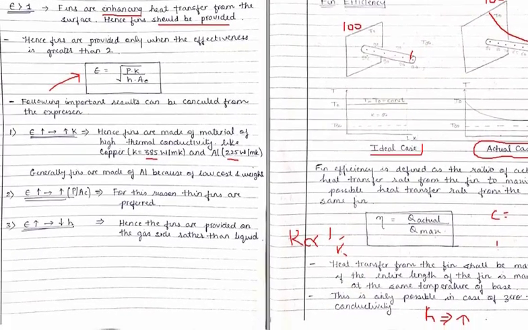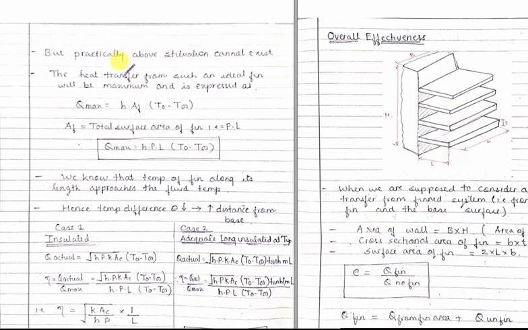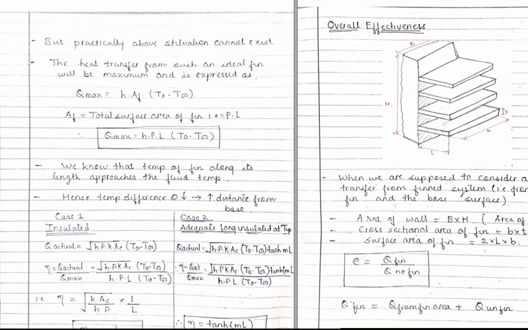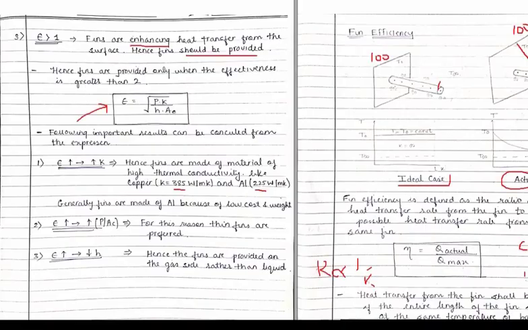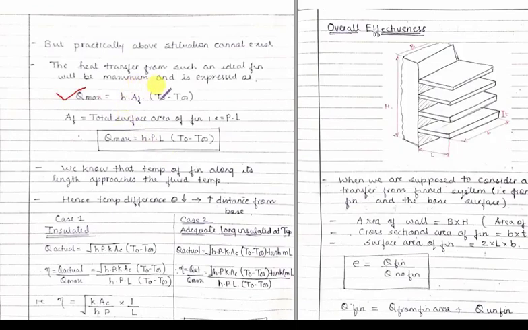Okay. Same is written over here. Practically the above situation is not possible. The heat transfer from such an ideal case will be maximum and is expressed by what? Qmax is equal to h A_f (T0 minus T infinity). Right? So this is the heat transfer rate from the fin surface. Ideal case Qmax is equal to h A_f (T0 minus T infinity).